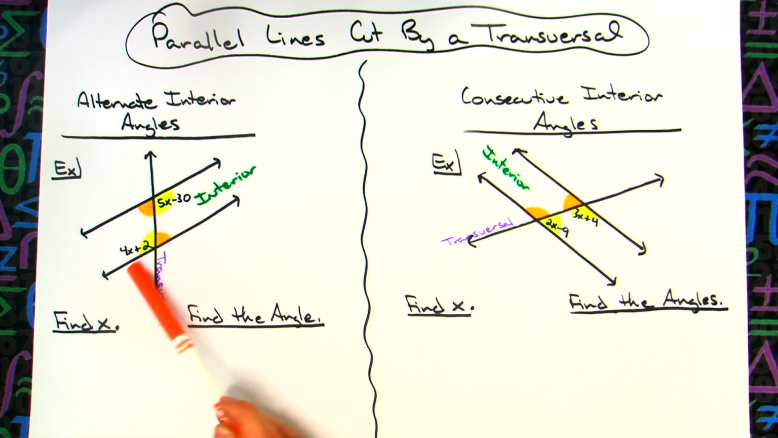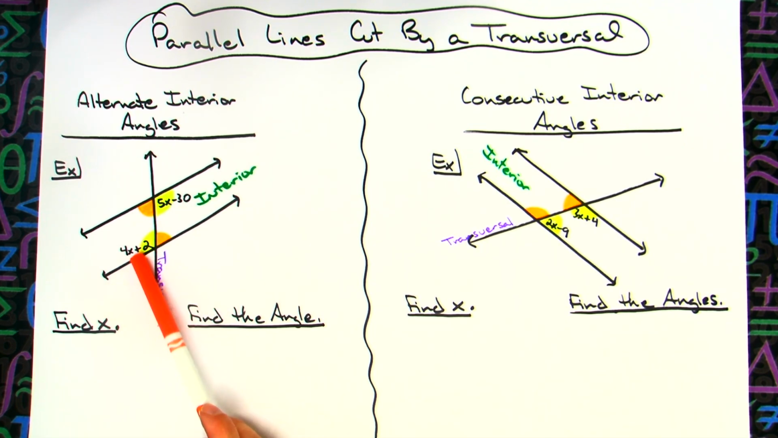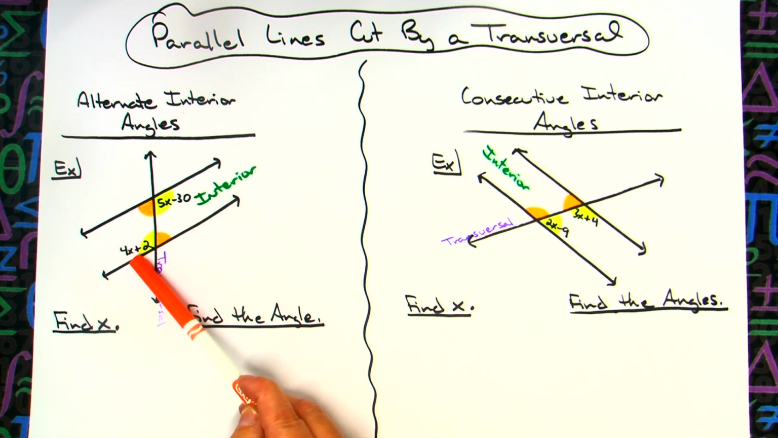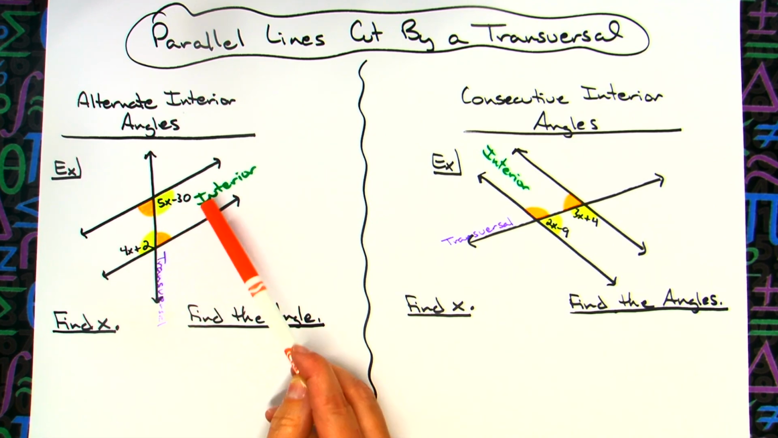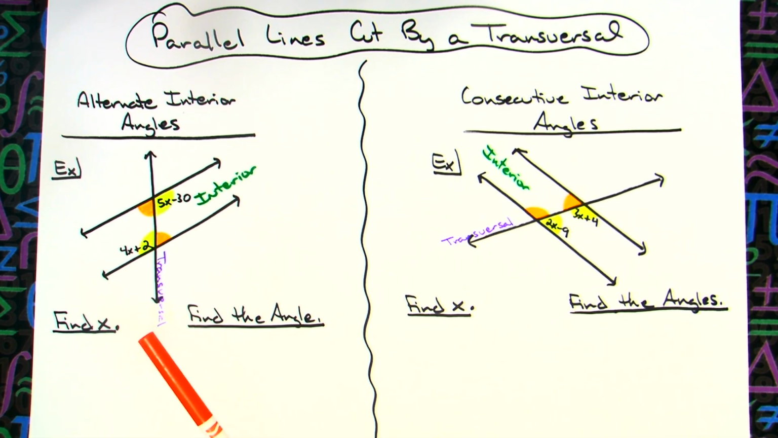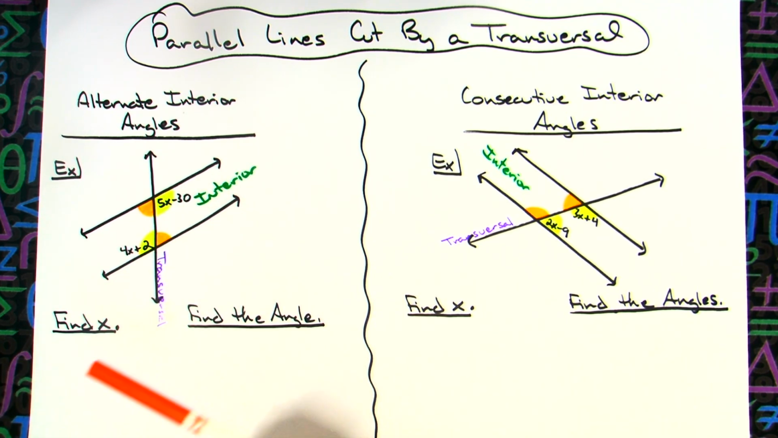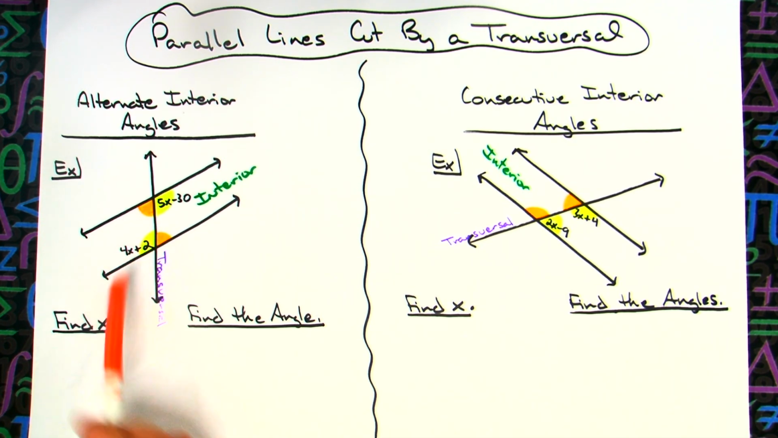All right, so on this one, we're given a 5x minus 30 in this angle and a 4x plus 2 in this angle. I've color-coded those. These are called alternate interior angles because they are on opposite sides of the transversal and on the interior of this drawing. Something that you need to know about alternate interior angles is that they are congruent. So this angle and this angle are congruent, which is why I marked it yellow. This angle and this angle are also congruent, marked orange there.